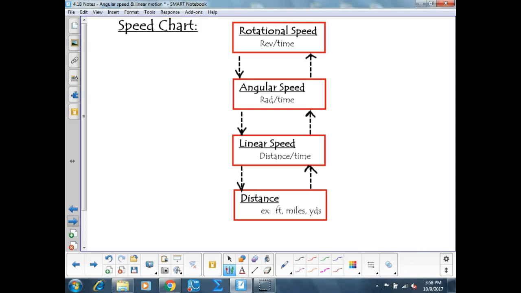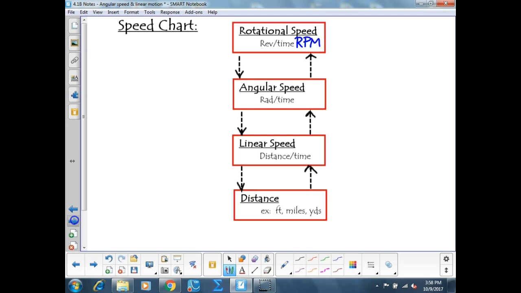Okay, so the speed chart is a good way to see how these different speeds are all related to one another. Starting at the top, we have rotational speed. And again, we're going to keep those units in mind. Our units are really going to help us decide which type of speed we're talking about. So my rotational speed is how many revolutions for some amount of time. Normally, it's called RPMs, revolutions per minute.